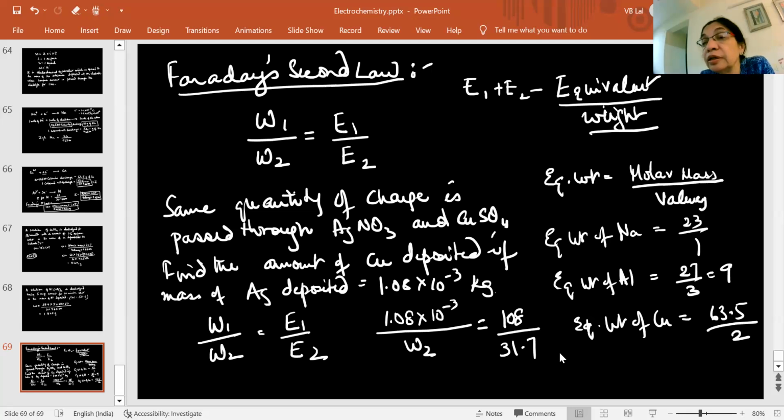Did you all understand this second law also? There are no numericals in your syllabus based on this, but in case there is a numerical, you know how to find it out.